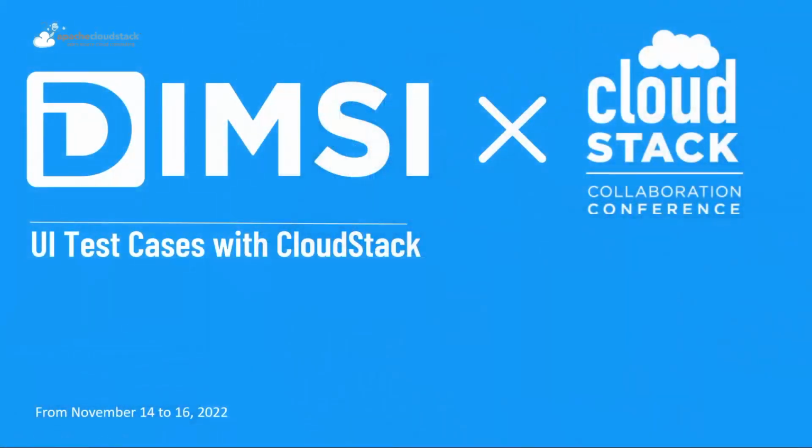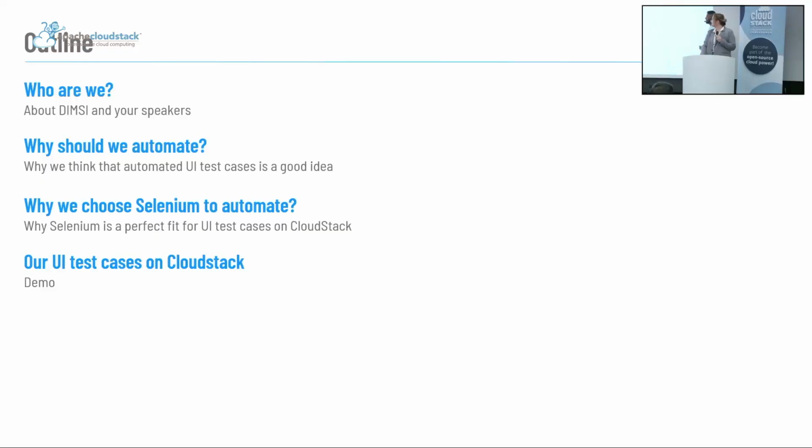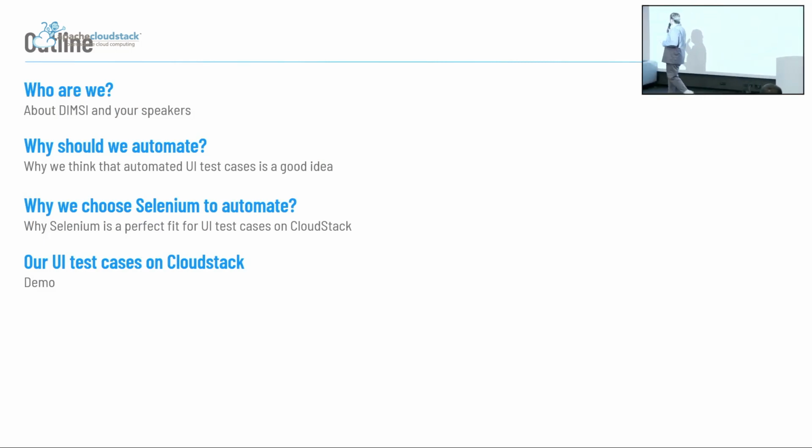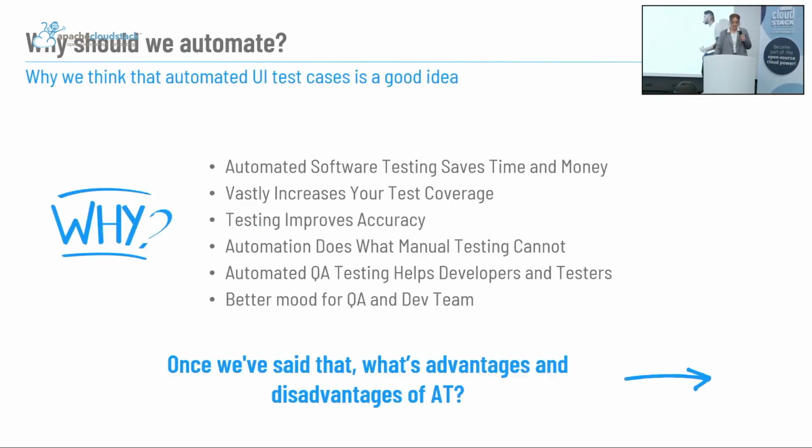So we are going to see some outline. We see three outlines: why we should use Selenium to automate, and our demo with Navid. Okay, I'm going to do the first part and Navid does the demo. So why should we automate?